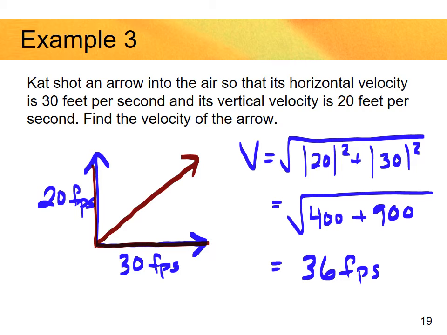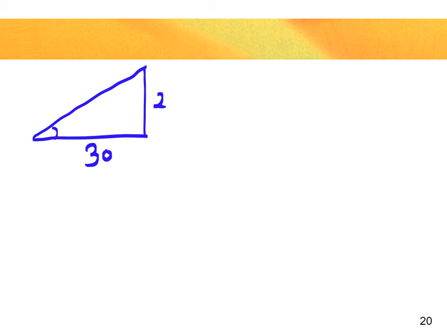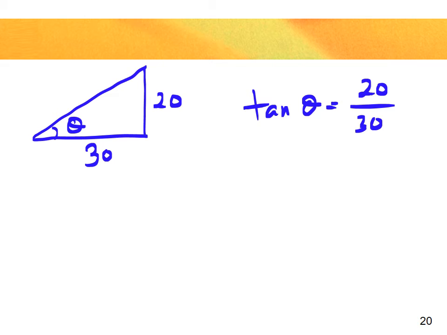Let's see if we can do that. If we're trying to draw this as a triangle, notice this little 20 feet per second, the vertical magnitude, I'm going to move it over to the right side to form my little triangle. So my horizontal is here, my vertical is here, and then my resultant vector is going to be right here. I need a right triangle for trigonometry here. So 30, 20, angle measurement, and again we need tangent because I know the opposite over the adjacent. Let's go with it. 20 over 30.